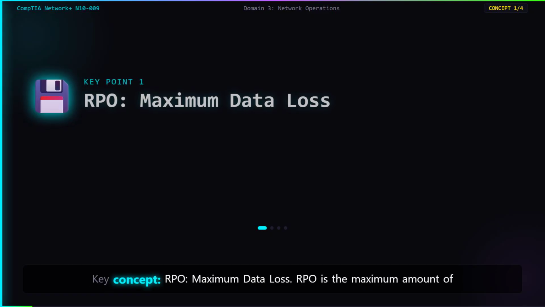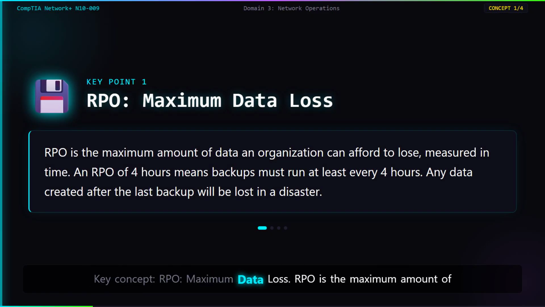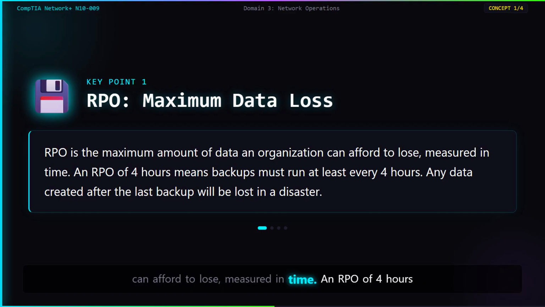Key concept: RPO, maximum data loss. RPO is the maximum amount of data an organization can afford to lose, measured in time. An RPO of 4 hours means backups must run at least every 4 hours. Any data created after the last backup will be lost in a disaster.